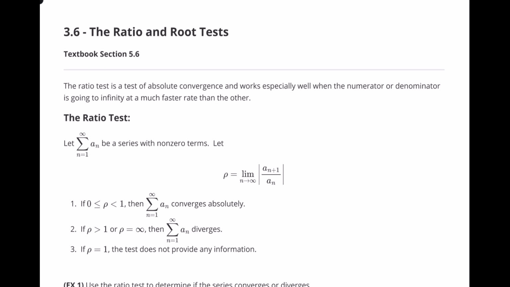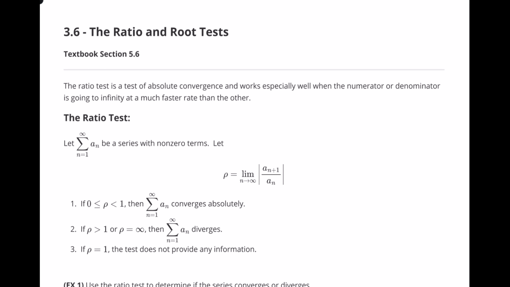In this section, we'll introduce the ratio and the root tests. Beginning with the ratio test, and this is actually a really effective test that's pretty widely used. There are some conditions that have to be met before it can be used, but when it can, it's actually quite straightforward and a very clean result in the end.